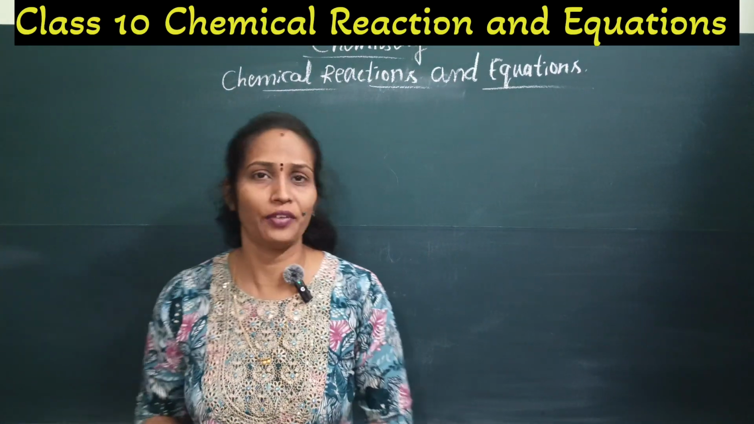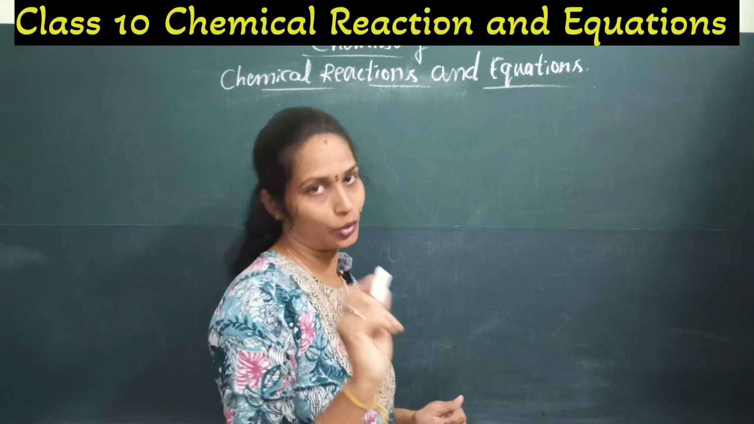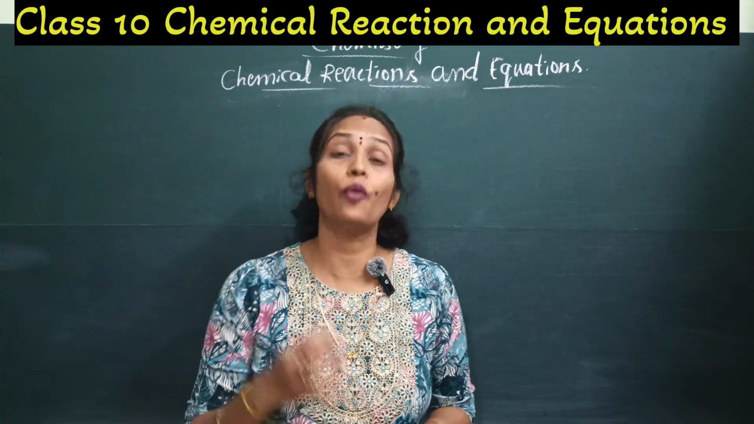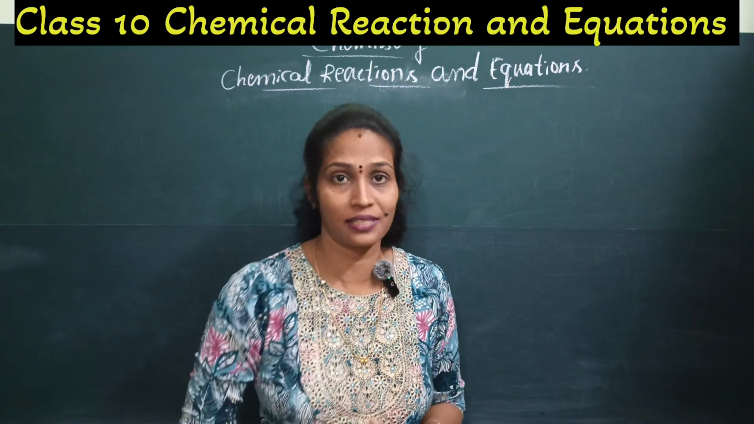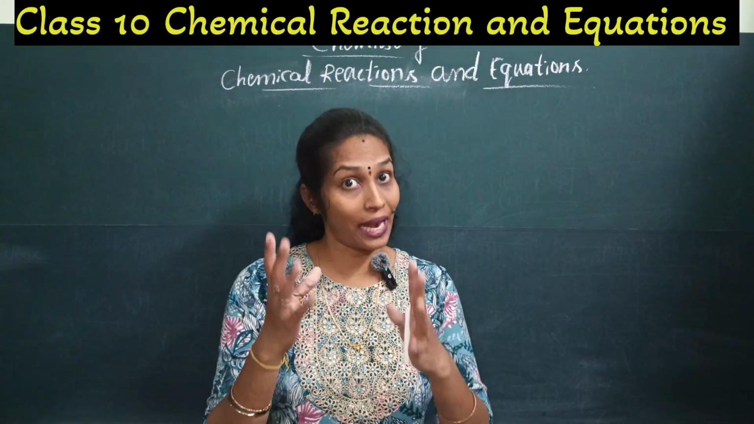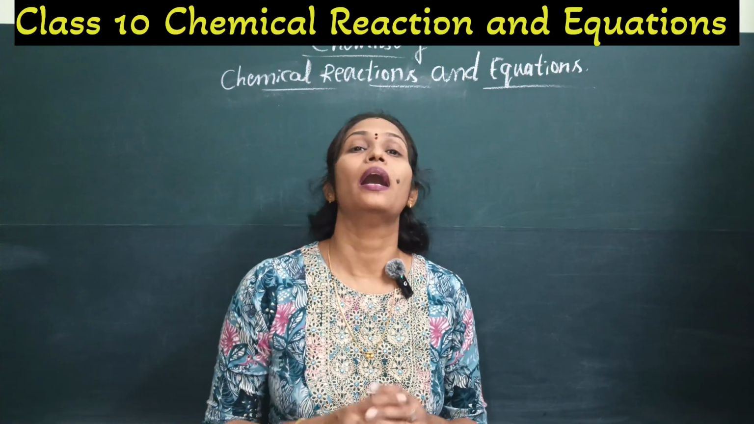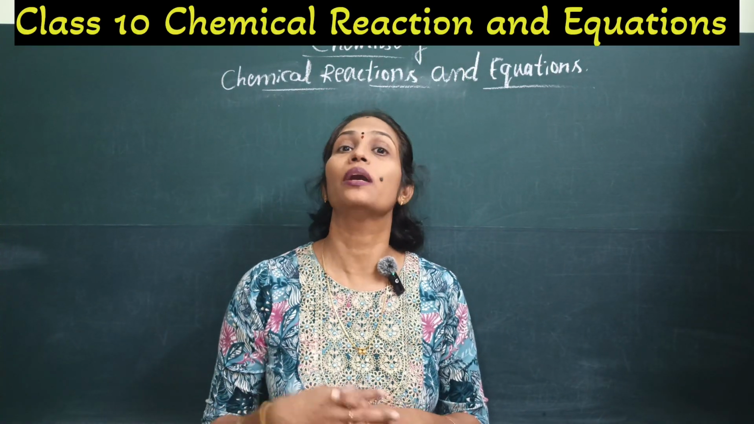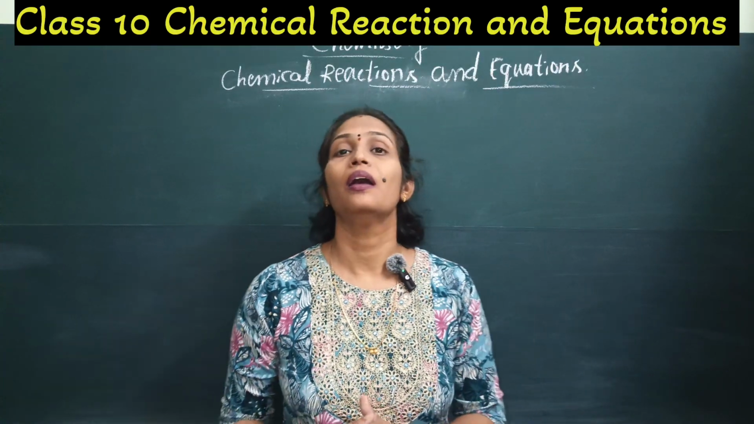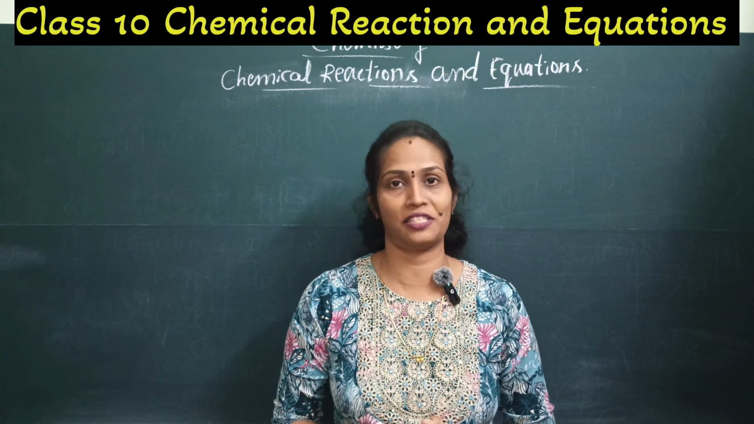In this chapter, we are going to learn about chemical reactions, how they happen, and what observations tell you that a chemical reaction has happened. After that, we are going to learn about balancing chemical equations, a very important concept. Then we will learn about types of chemical reactions, and at the end of the session we are going to learn about oxidation, reduction, corrosion and rancidity.